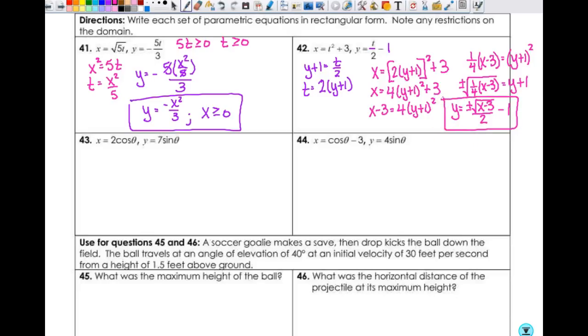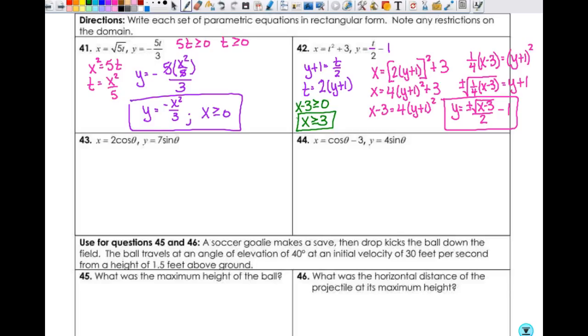But I do have a domain restriction, because I didn't up here, but here I do, because I know that whatever's underneath the square root has to be greater than or equal to 0. So that means x has to be greater than or equal to 3. There's the domain restriction that goes with it.